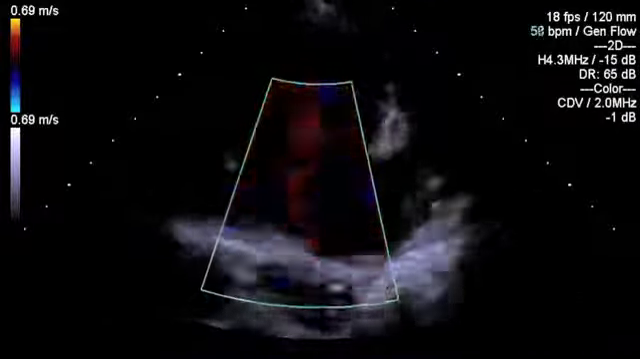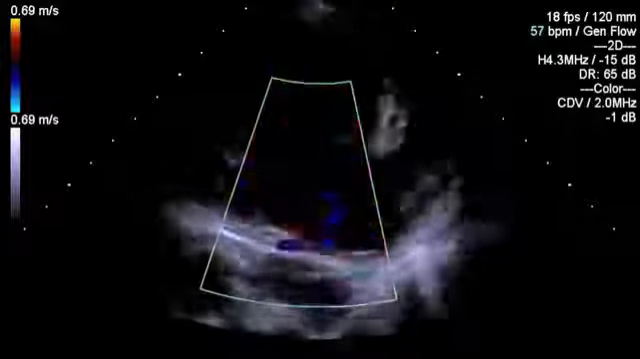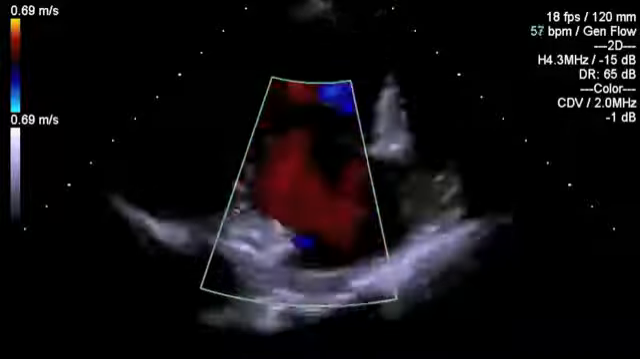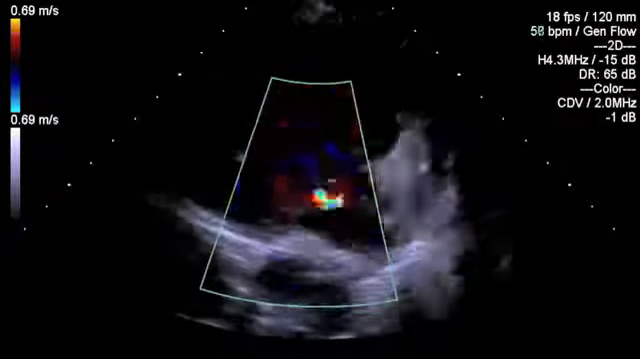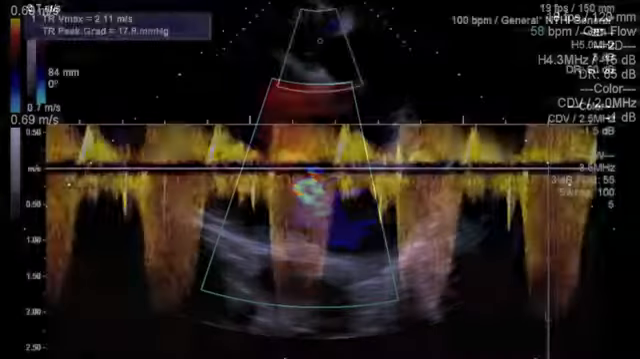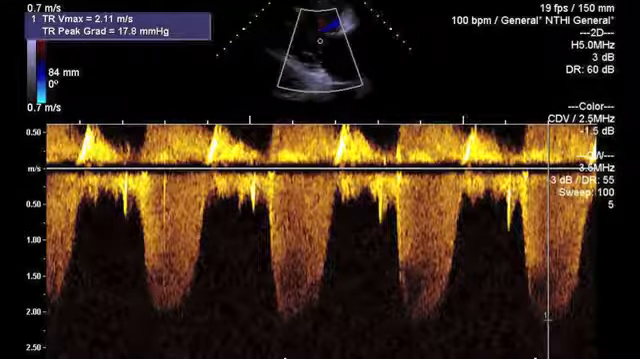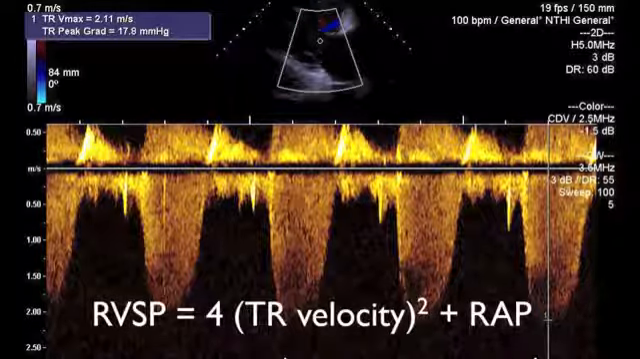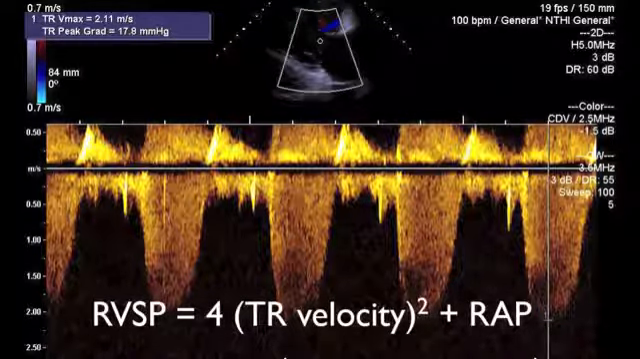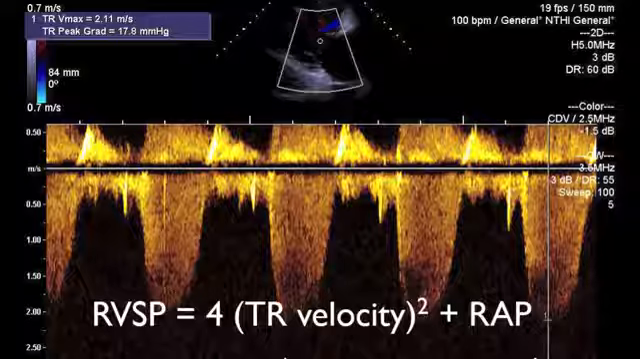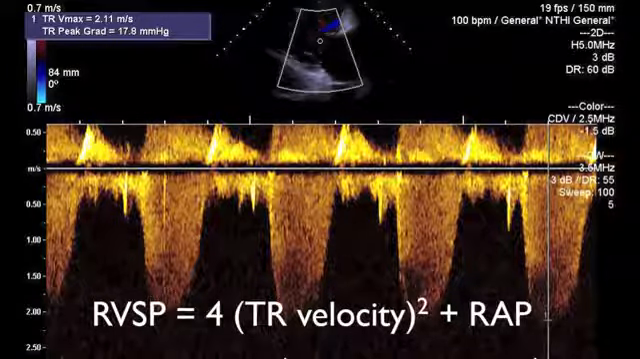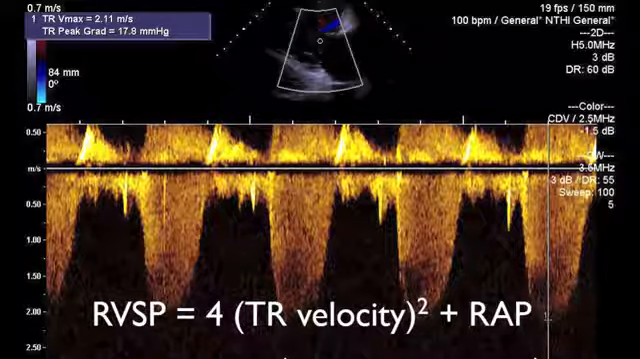If there is any gross valvular regurgitation, try to align a continuous wave Doppler parallel to the jet direction to make an assessment of the velocity. By applying the modified Bernoulli equation, you can then estimate the pressure gradient between the right atrium and the right ventricle, and then adding the right atrial pressure will give you an estimate of the right ventricular systolic pressure, which is equivalent to the pulmonary systolic pressure.